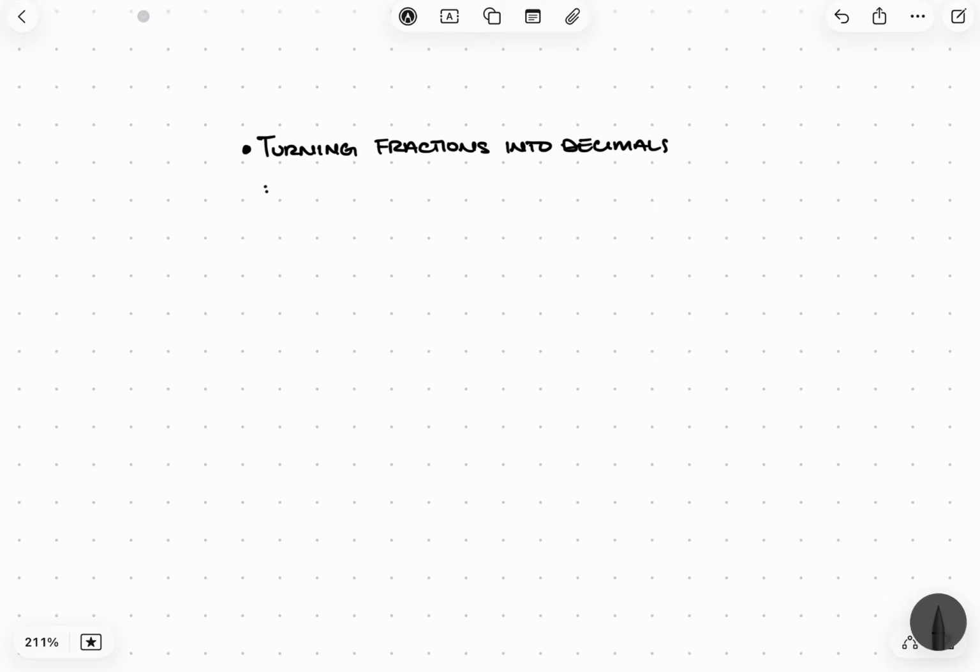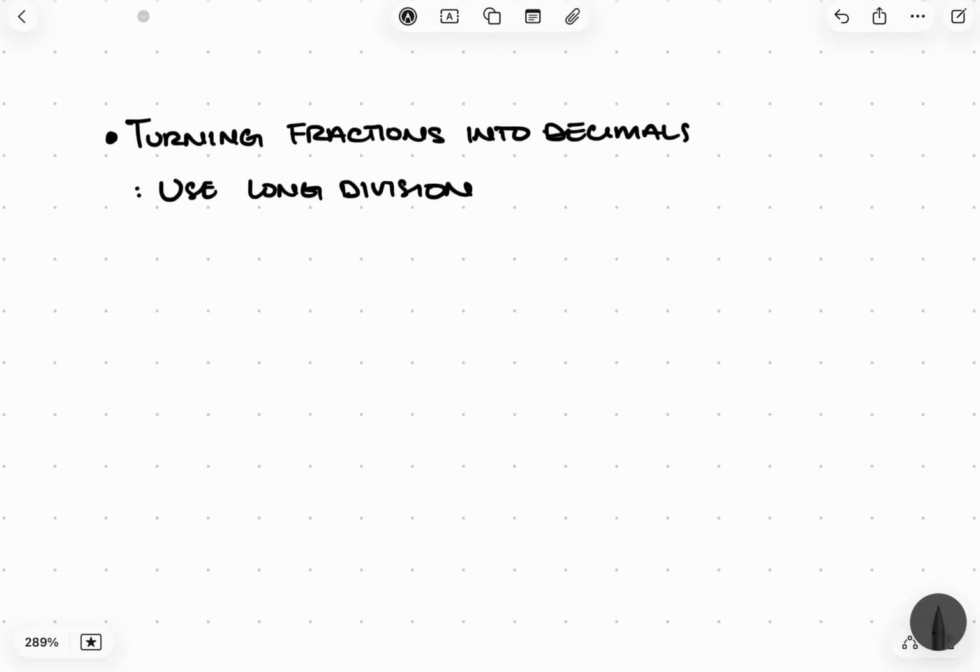So when you turn fractions into decimals, the first rule is you have to use long division. Long division is crucial because this is how you're going to be able to divide your way to find out what the answer is. Now, we're going to start with a type of fraction, which is terminating decimals.